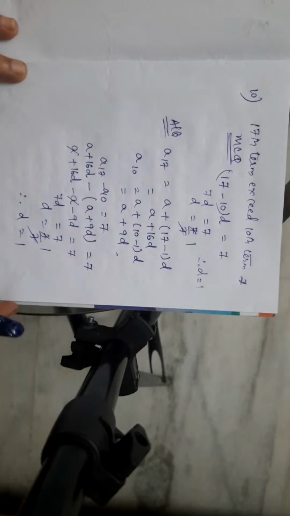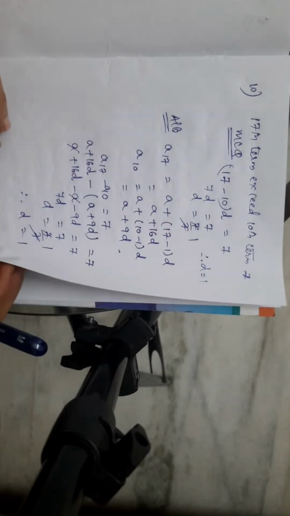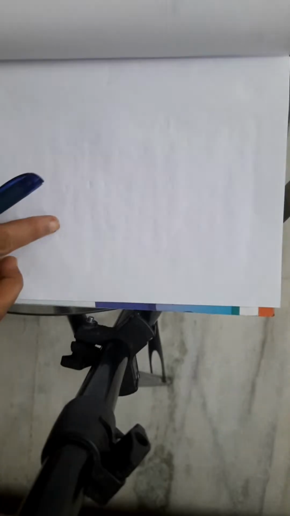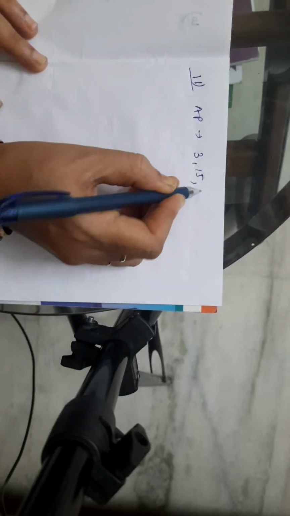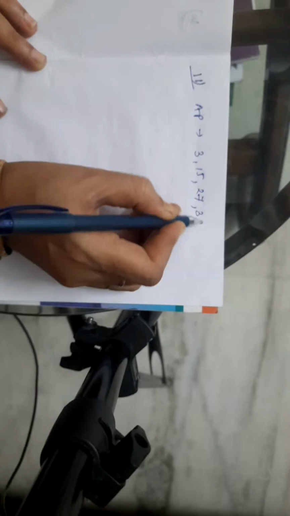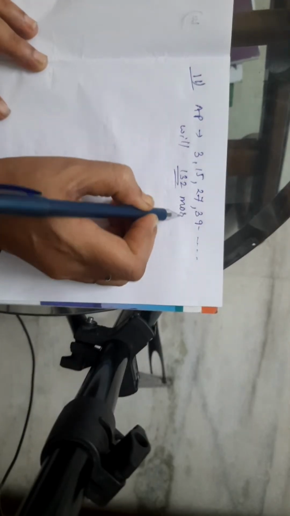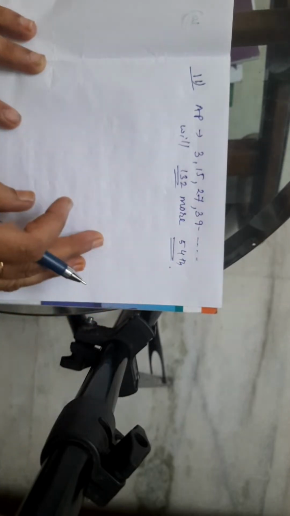Now the next question, question number 11. Here, which term of the AP 3, 15, 27, 39 will be 132 more than its 54th term? So what do you understand by this question?